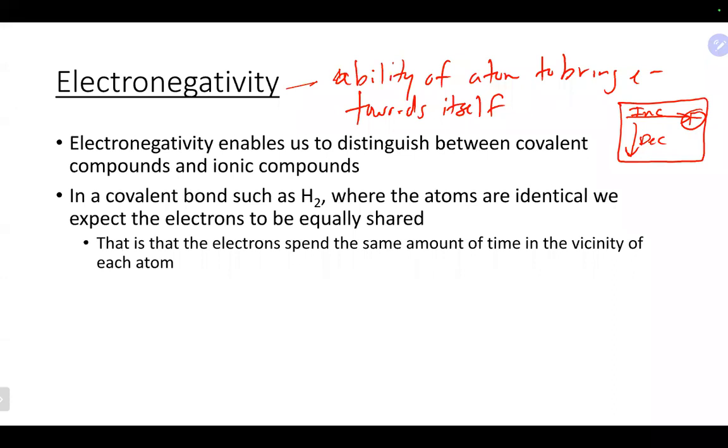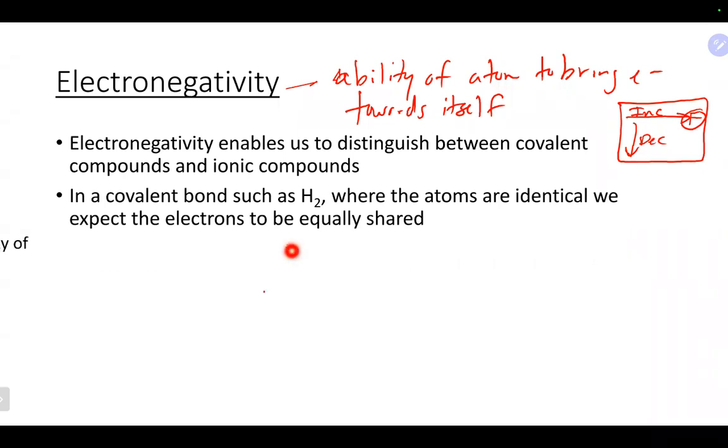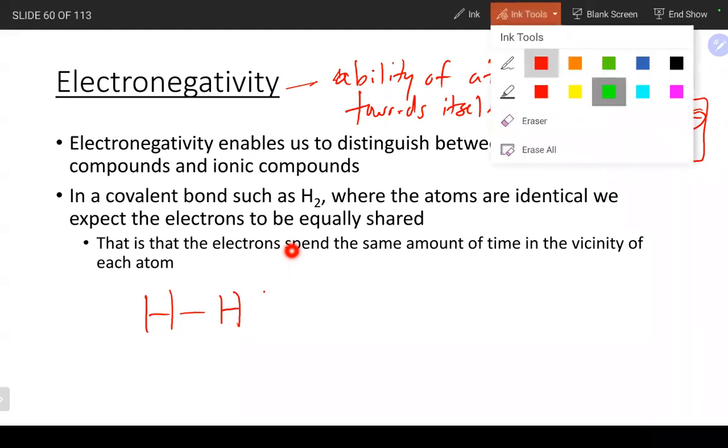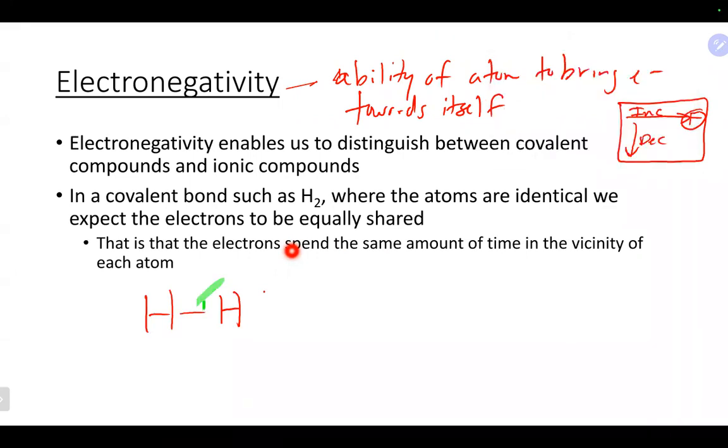So electronegativity really is the thing that determines, when we put two atoms together, will they share those electrons equally or will they share them unequally? So obviously, if we put together two hydrogens, we would expect the hydrogen on the right and the hydrogen on the left to share the electrons equally between those bonds, if my green lines here are electrons being shared.